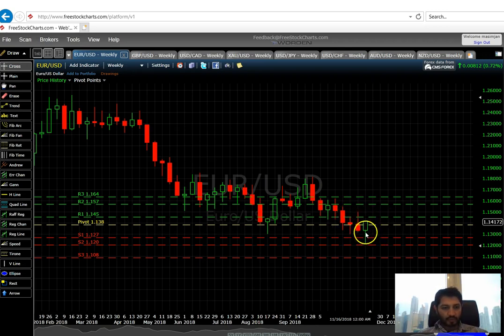So if it goes below the pivot on the weekly chart, which is at 1.138, I'm expecting it to drop below support, which is at 1.127. If it keeps itself below the pivot and tries to break the support, I'm bearish on the moment. But overall, I would say I'm bearish for Euro USD, and the target would be 1.145 or above.